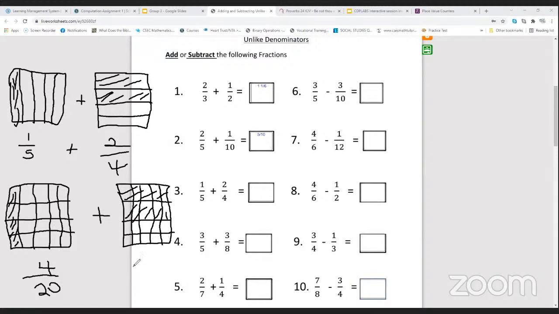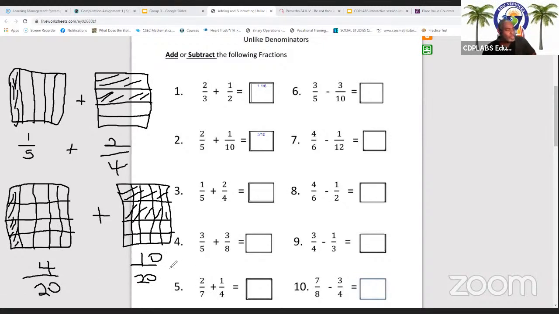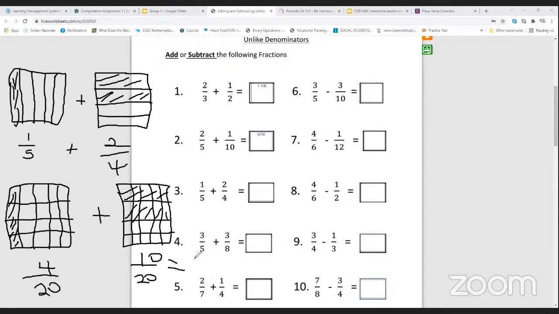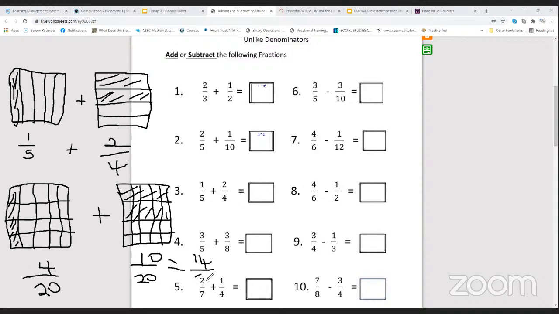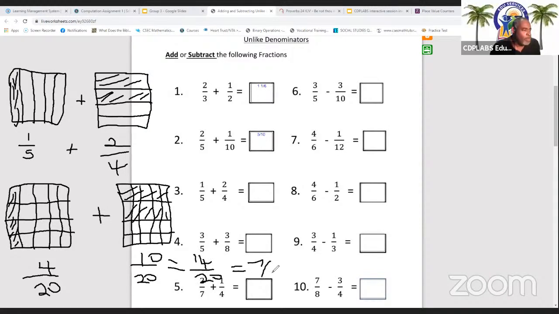Then we are going to count the number of boxes, which is 20 also. And the shaded part is 10. All right, we have denominators now that are the same, so we can add. So what's the answer? 14 over 20. And then we break that down, we get 7 tenths. 7/10. Good. Perfect.